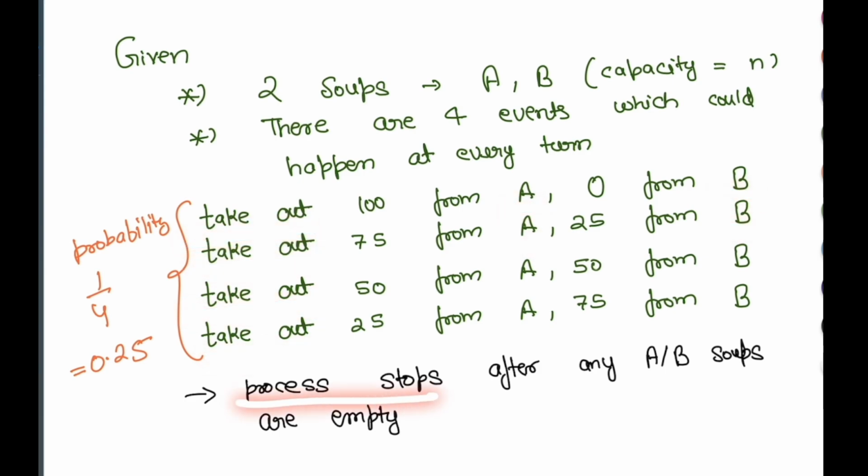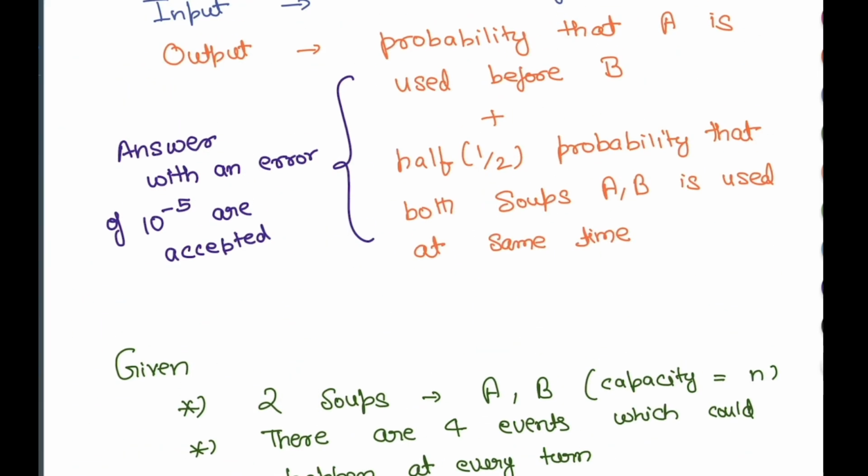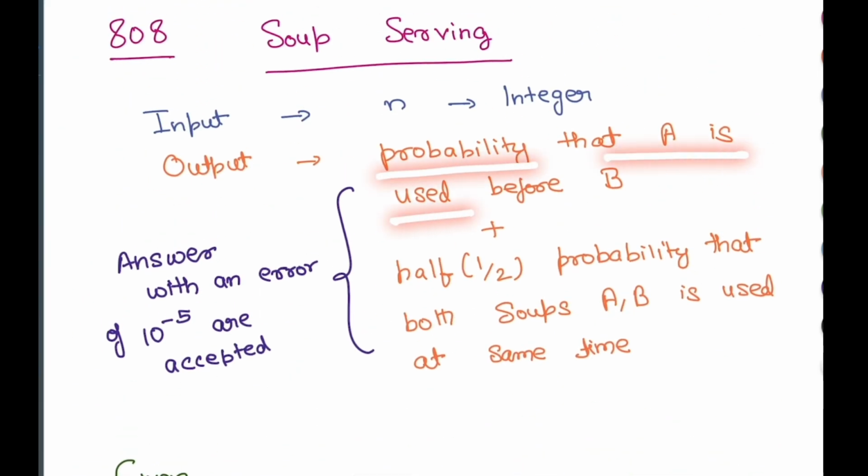So the process is going to stop after any of the A or B soups are empty, that is, less than or equal to 0. Basically it can be 0, it will not be less than 0. Now the probability of these events happening is equal. The probability is going to be 1 by 4, because we have a total of 4 events, and one out of the 4 events can happen at any turn. So the total probability of any event happening is equal to 1 by 4, which is equal to 0.25. Now after we know these things, what we need to do is find out the probability that A is used before B.